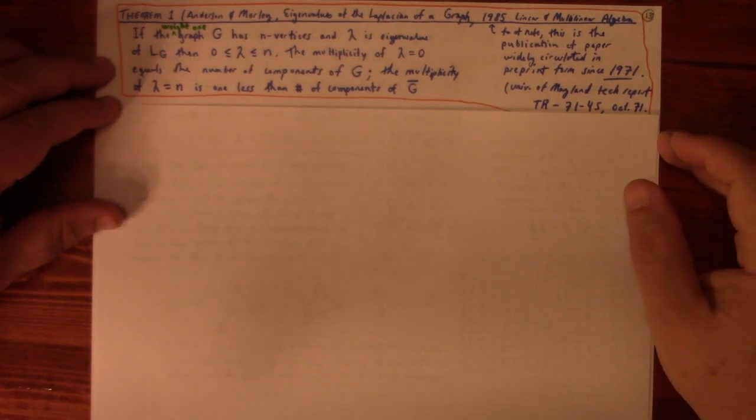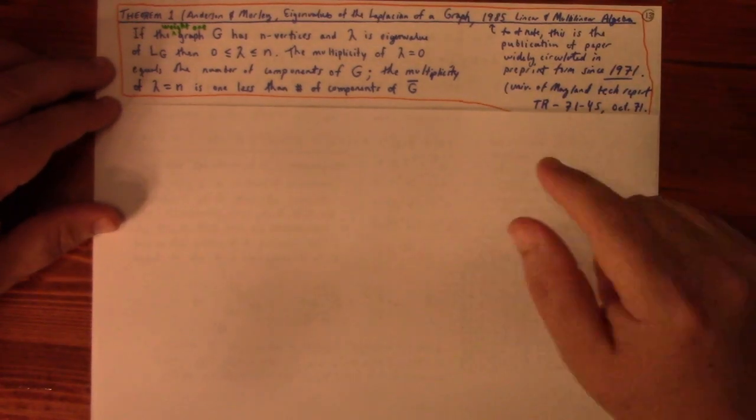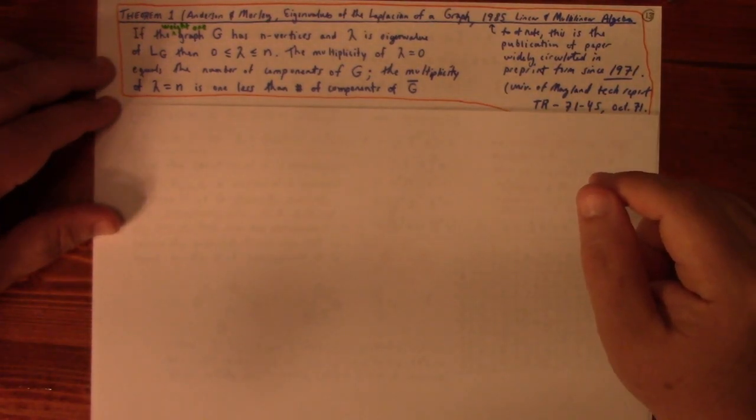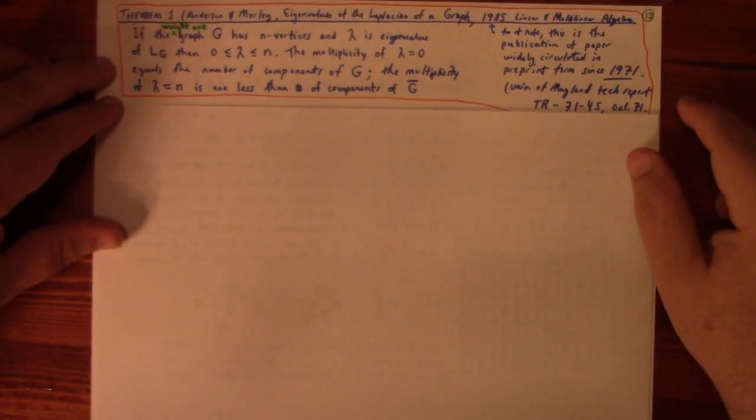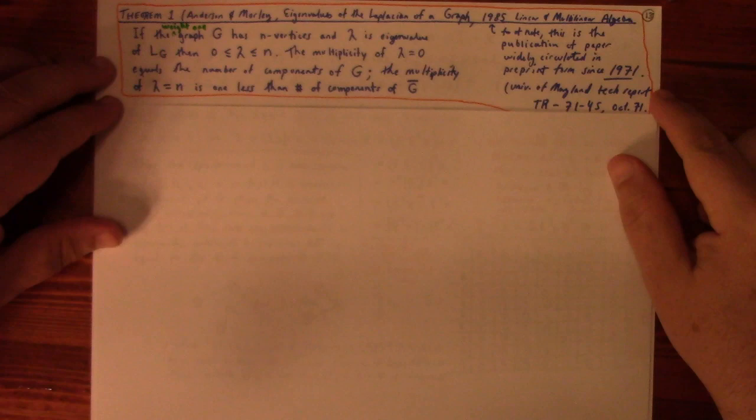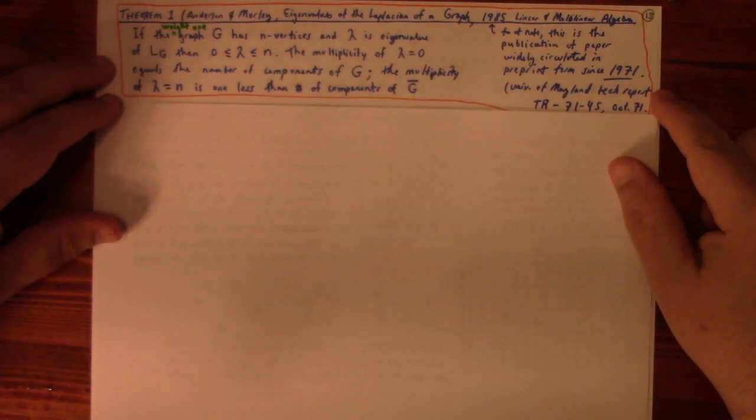The multiplicity of 0 equals the number of components, that means connected components, of G, and the multiplicity of lambda equal to n is 1 less than the number of components of the complementary graph. The formal publication date is 1985 in Linear Algebra and Multilinear Algebra Journal, but there's a footnote which mentions that this was actually a widely circulated technical report originating in 1971. Apparently, University of Maryland Technical Report, TR-71-45, October 71.